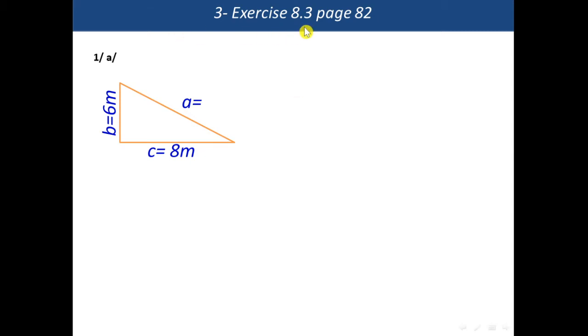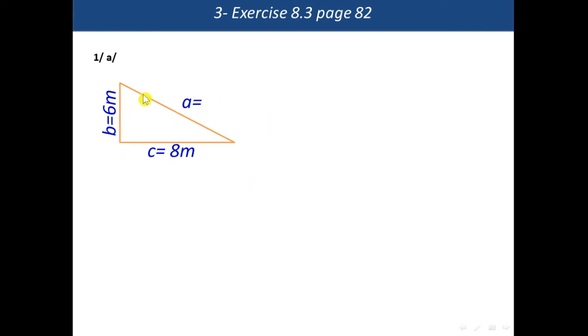Example exercise 8.3, page 82. Example number 1A. You have this triangle. By the way, correct this number here. It is not 8 centimeter, it is 8 meter. Correct it in the book, because you can never find a solution for any problem in physics or in math if you have a mess in units. If you solve anything in physics or math, you have to have the units unified. You have to have them all in centimeters or meters, in grams or in kilograms. You cannot have things mixed. So if you solve any question in math, be sure that you have unified units. So you change this 8 centimeter to 8 meter.